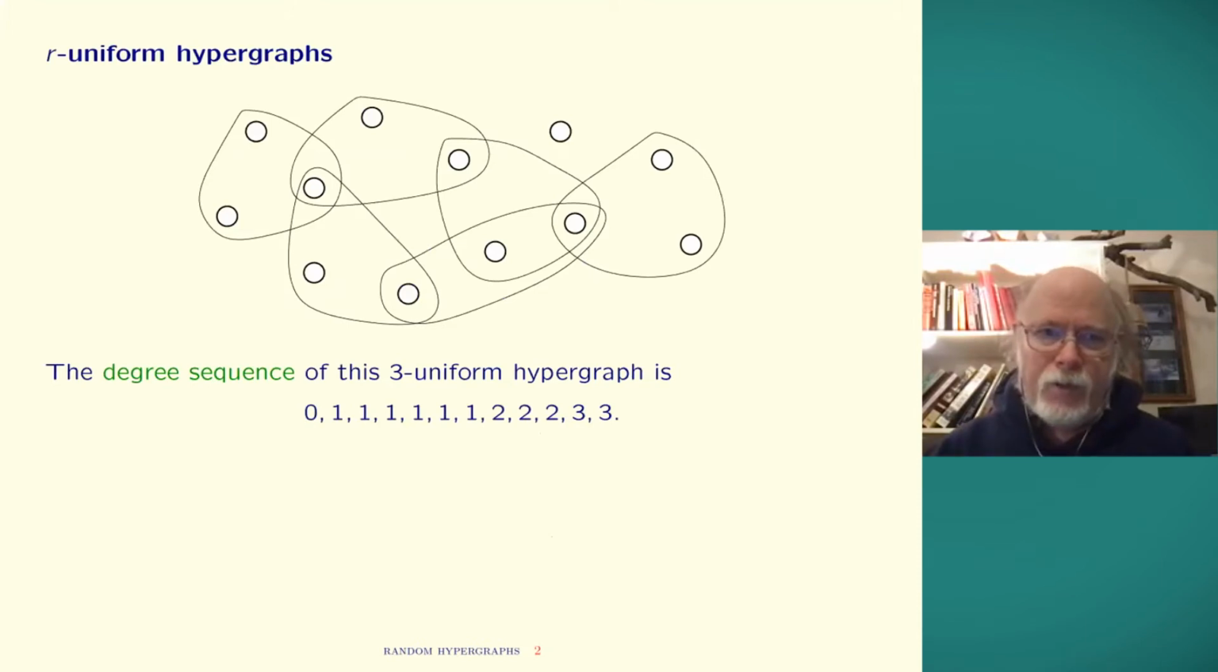So you should know what a hypergraph is. An R-uniform hypergraph is one where all the edges are of size R. So this is a 3-uniform hypergraph because every edge has 3 vertices. The degree of a vertex in a hypergraph is just the number of edges that contain that vertex. And the degree sequence, of course, is just a list of the degrees. So you can see there the degree sequence of that example.